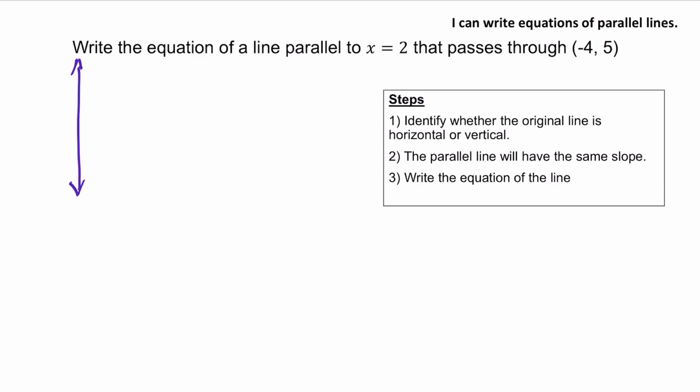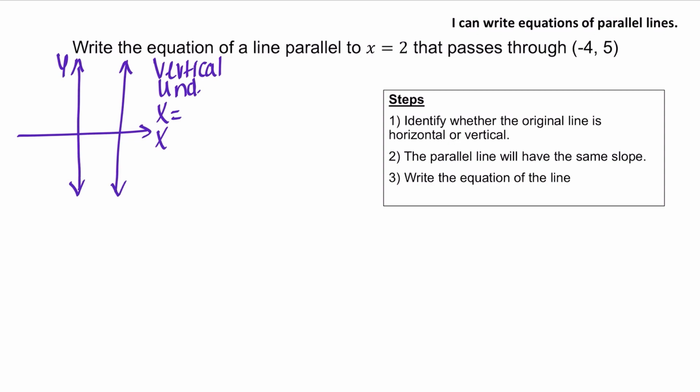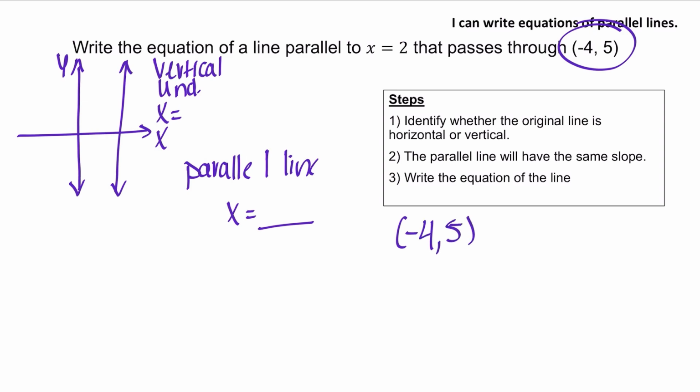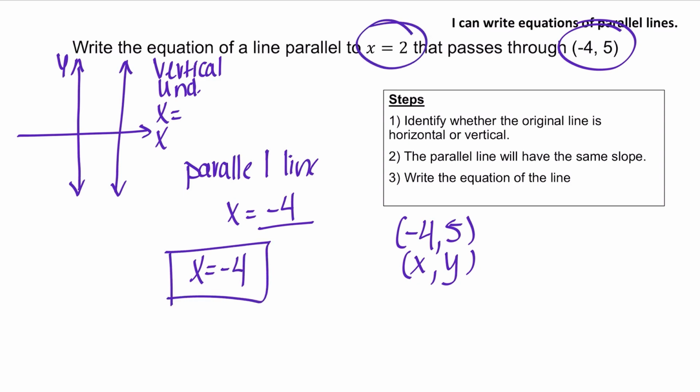So if we're talking about x equals 2, remember from our mnemonic, vertical lines have undefined slope and they have x equals equations. So if I graph this line, it is going to be a vertical line through x equals 2. So that means that a parallel line is also going to be an x equals line, right? So the parallel line is going to be x equals something. Well, the x equals something I can get from this point right here, right? So this negative 4, 5 tells me that x is negative 4 and then y is 5. So that means my x equals something is going to be x equals negative 4. So x equals negative 4 is the line that is parallel to this original line that is x equals 2.